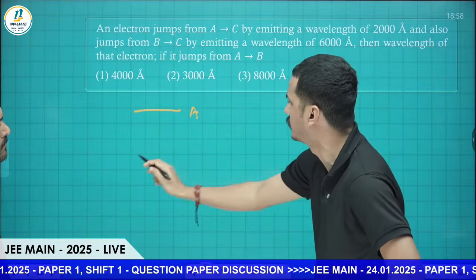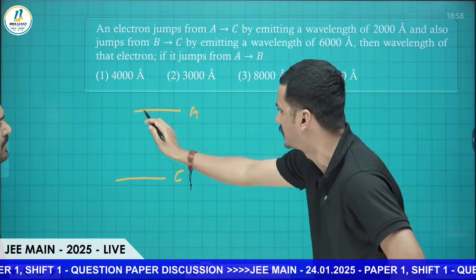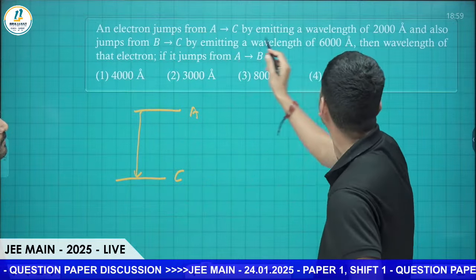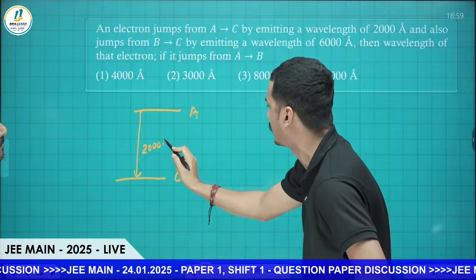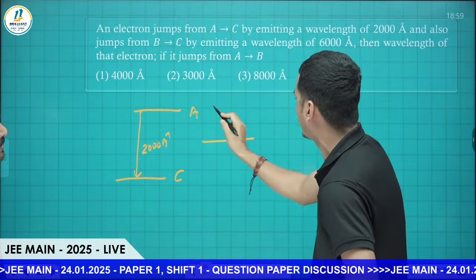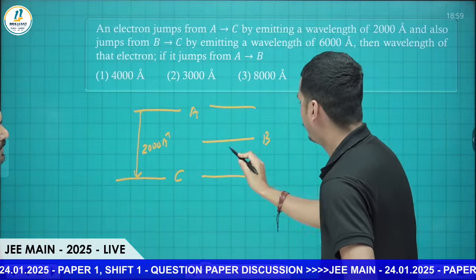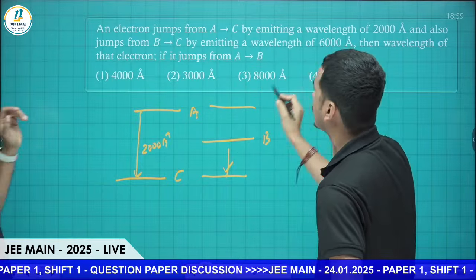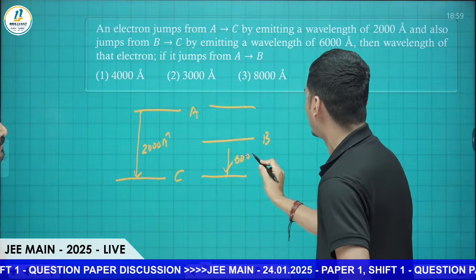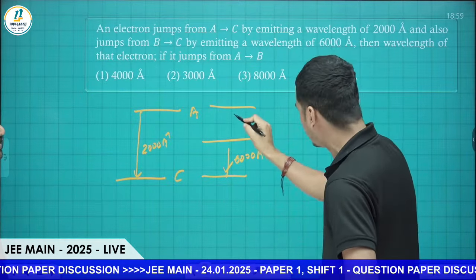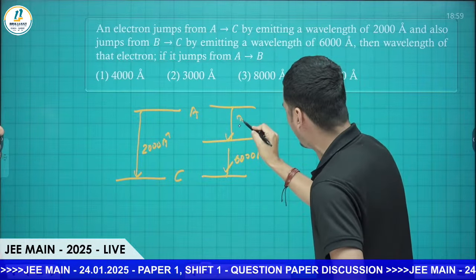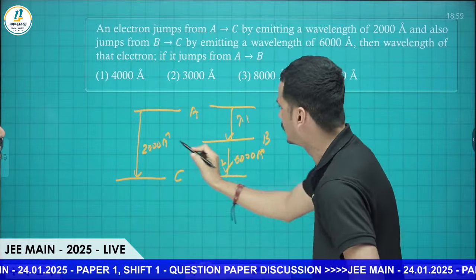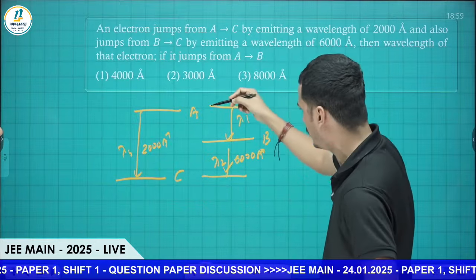Here A is there. The electron jumping from A to C is given as 2000 Angstrom. Then again B to C is given as 6000 Angstrom, and A to B they are asking. I am taking this one as lambda 1, this as lambda 2, and this as lambda 3. So lambda 3 is 2000.